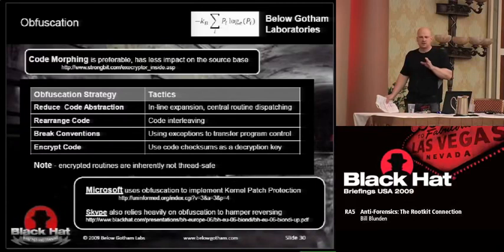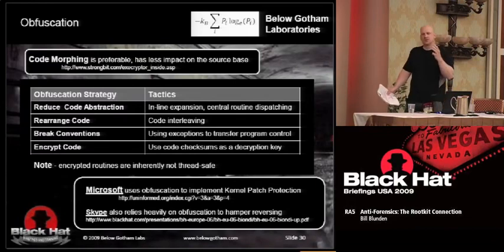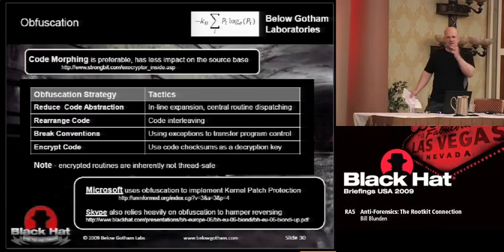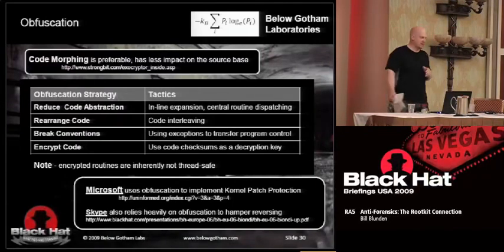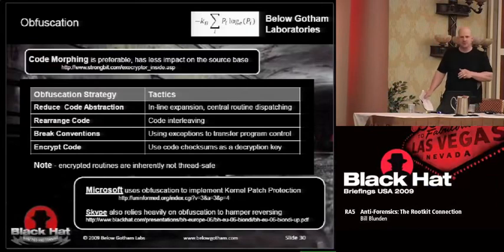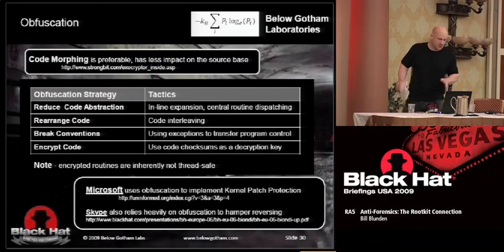If you've ever read, there's a series of 3 articles in Uninformed about Microsoft's kernel code patch protection and the driver signing stuff and how to disable that. And what it comes down to is that Microsoft relies heavily on obfuscation and misdirection. And so those articles are a really good place to start if you want to see just how nasty things can get.